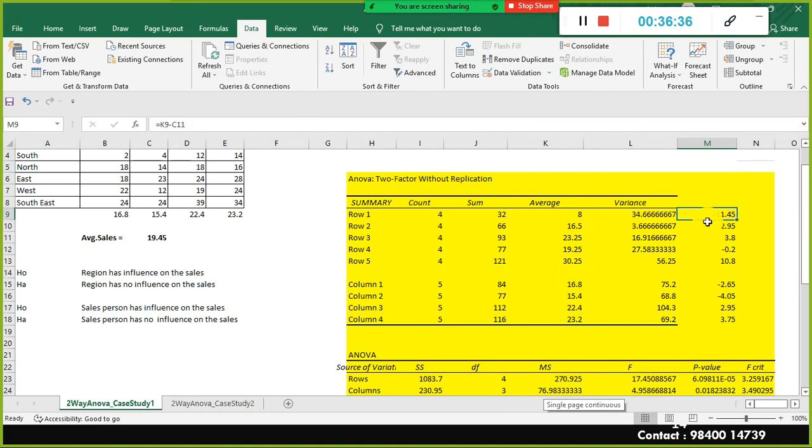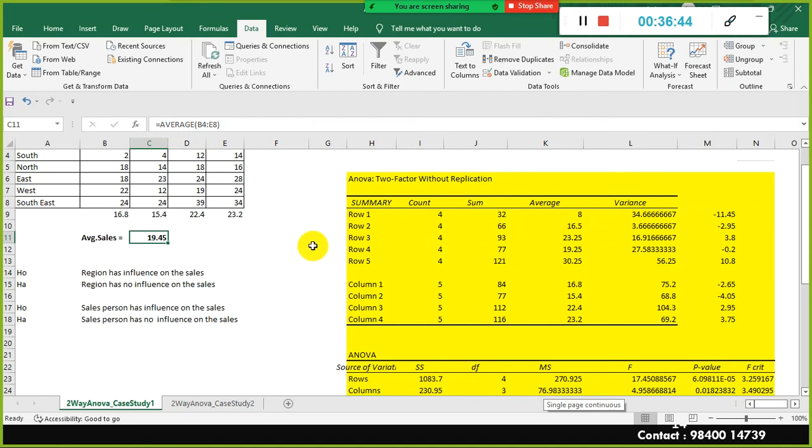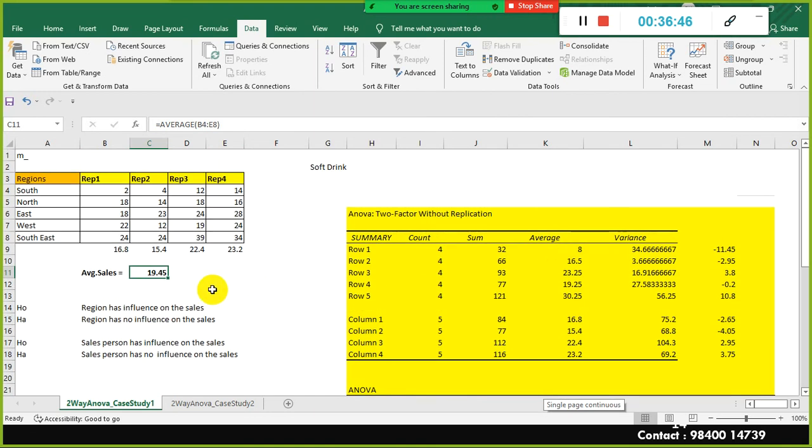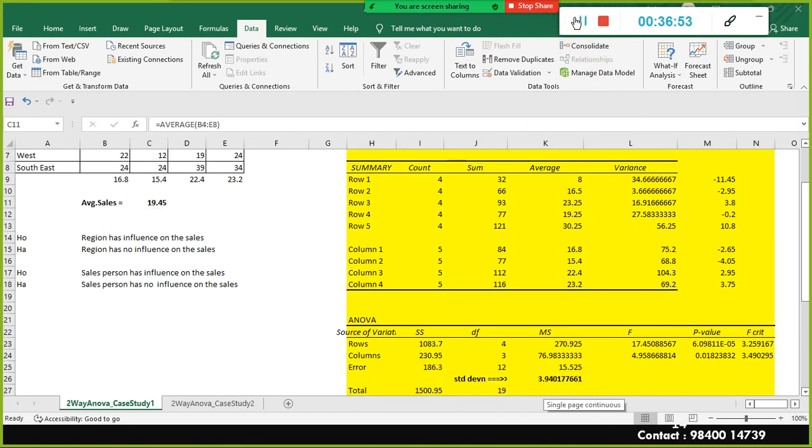Very good. Only thing, I computed this effect. I subtracted each and every line's average from the overall average. I computed the overall average here. This one will be confusing. Why should I subtract? You need to watch my video at least 2 or 3 times. Fine.